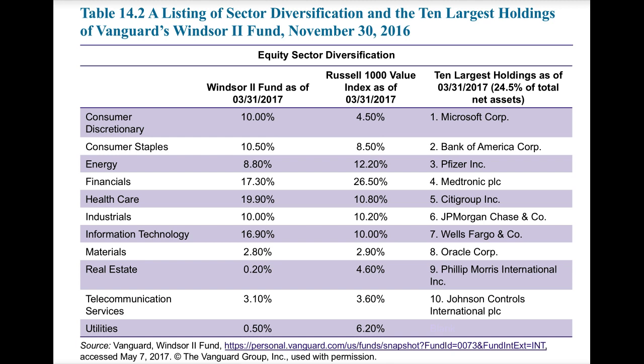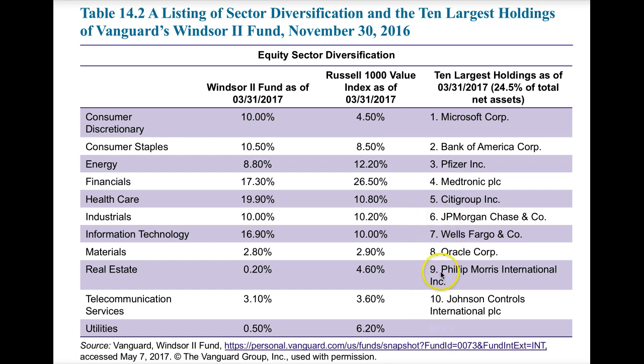Okay, so let's look at this listing of sector diversification in the 10 largest holdings of Vanguard. This is the Vanguard Windsor 2 fund. This is the fund versus the Russell 1000, which is the closest index to the fund. You can see the largest holding here is going to be Microsoft, Bank of America, Pfizer, and so on.